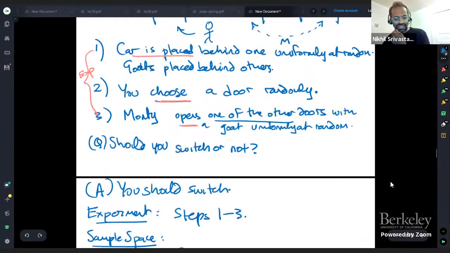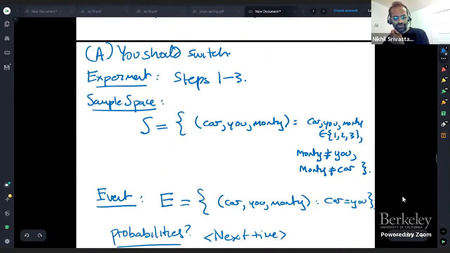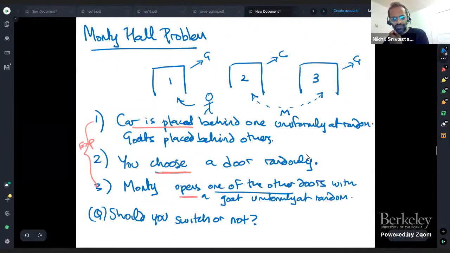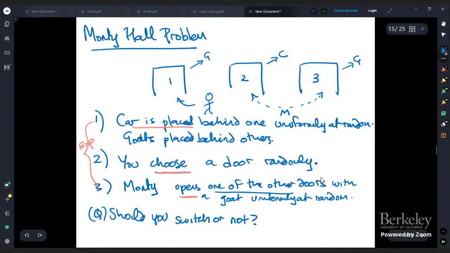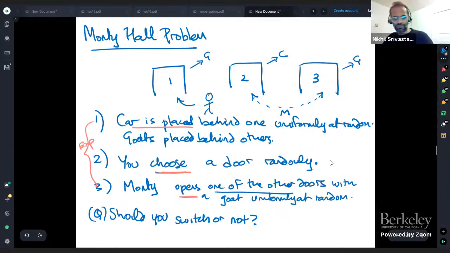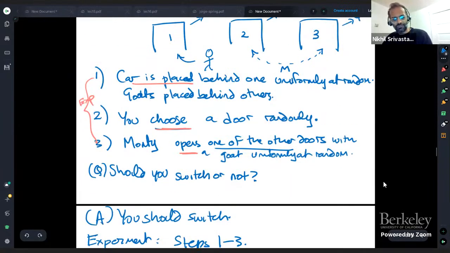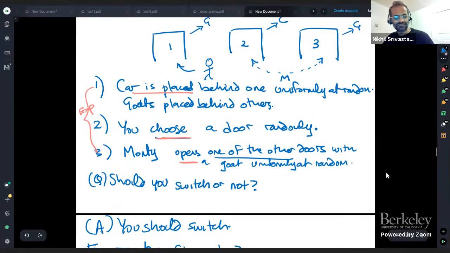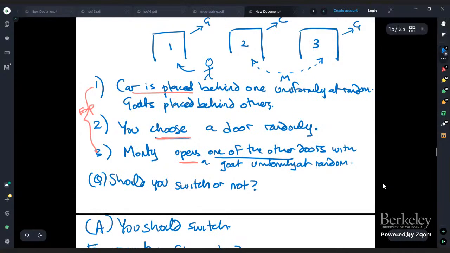Yeah, no, there can be, and that's what you're trying to understand, right? You don't get to open the door until you decide whether to switch or not. This is another important feature. In the experiment, you don't open the door. Once you open the door, the game's over. There's no more uncertainty. What you're trying to figure out is, under this process, what's the chance that the door you chose has the car versus the other door that's still unopened has the car.